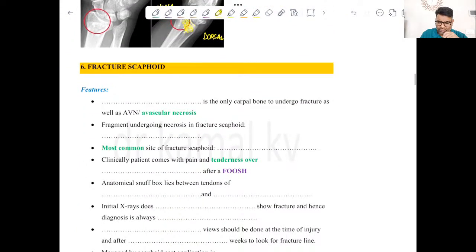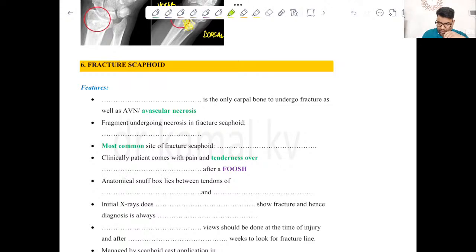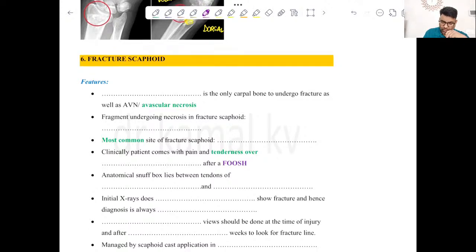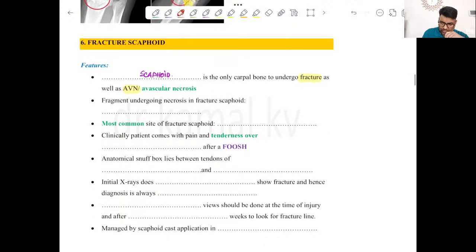Then another important fracture is the fracture scaphoid, and it is the only carpal bone which can fracture and can undergo avascular necrosis. So, therefore, scaphoid is discussed too much because it has the tendency, especially the proximal fragment, to go into avascular necrosis. So, it is the proximal fragment which undergoes necrosis.